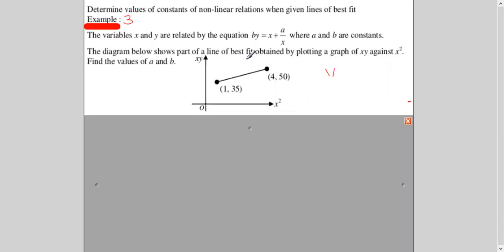The second type of question is where they give you a graph and you have to answer the question based on this and the equation related to it. This is the linear law form, right? And this is the non-linear equation. So basically this non-linear equation was converted into xy against x squared, and then this graph was plotted. So you have to manipulate them to find the values of a and b, right? You cannot just substitute these values in place of x and y here, which is a mistake sometimes made by students.